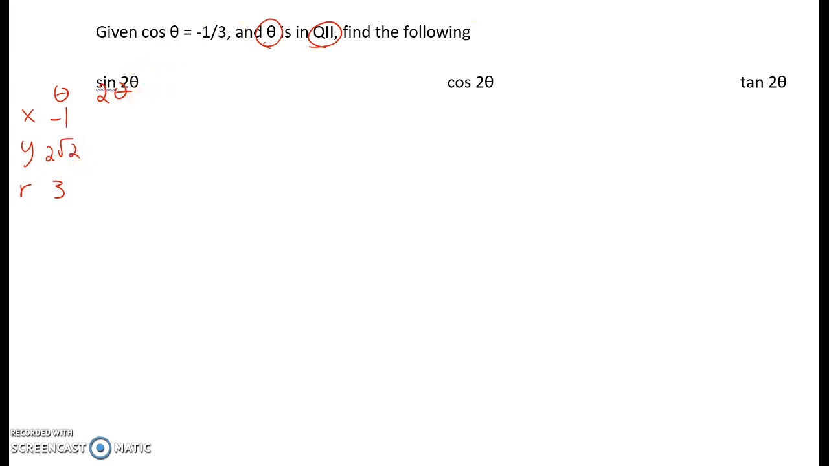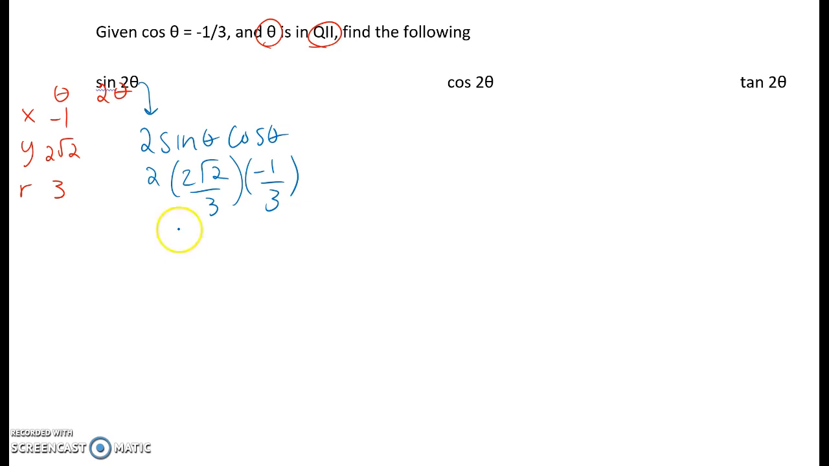Okay. So let's start with our first one, sine of 2 theta. Now we should know all of these formulas by heart. So 2 sine theta cosine theta. And based on what we see in our chart, we know that we will have 2 times 2 root 2 over 3 times -1 over 3. Now from here, I can go ahead and multiply across. So that's going to give me -4 root 2 over 9.